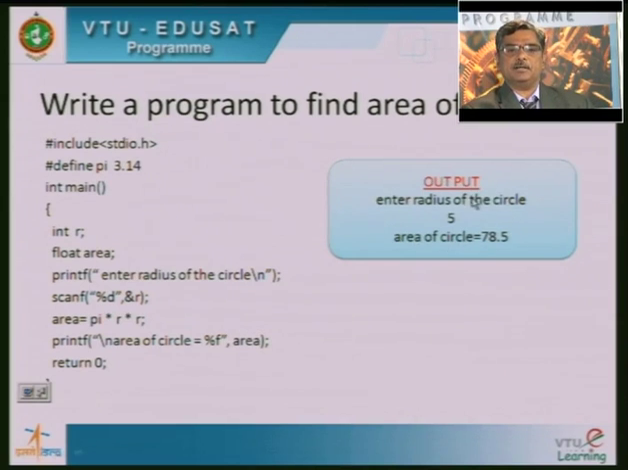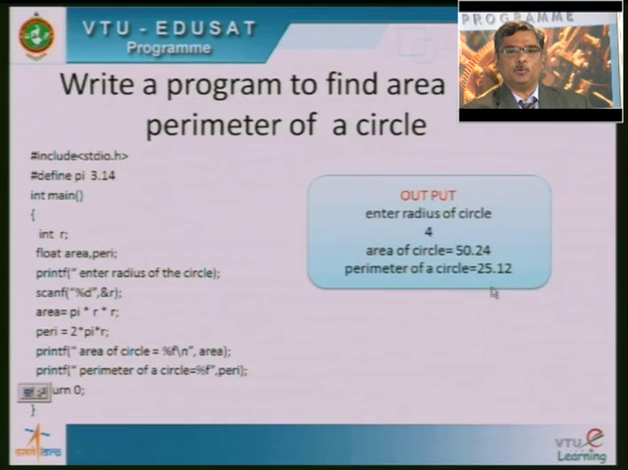Enter the radius of the circle. When the user presses 5 and presses enter, the message will come: area of circle is 78.5, because it is floating point data. Now you can include any number of such computation statements in your programming, and you can write your own interesting program. Now a little bit, one more statement here.